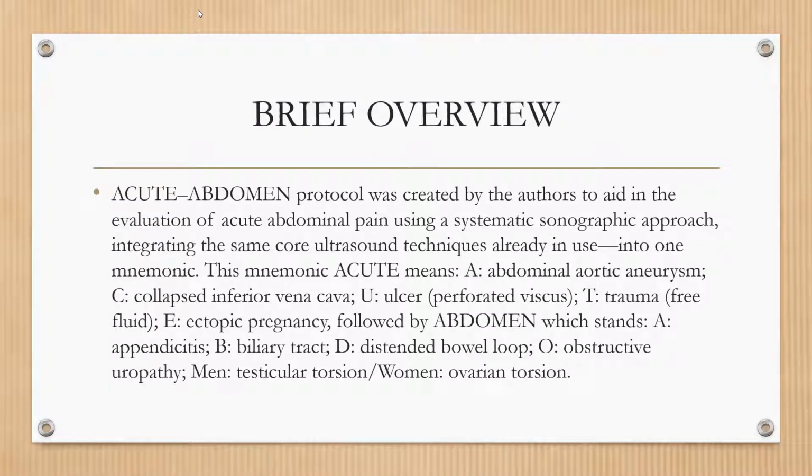This mnemonic, ACUTE FABDOM-style, starts with A for abdominal aortic aneurysm, C for collapse of the inferior vena cava. The U stands for ulcer or perforated viscus. The T means trauma, which is usually free fluid. F is ectopic pregnancy, followed by abdomen, which stands for A for appendicitis, B for biliary tract, D for distended bowel loop, O for obstructive uropathy, and M-E-N for testicular torsion in men, and ovarian torsion in women.